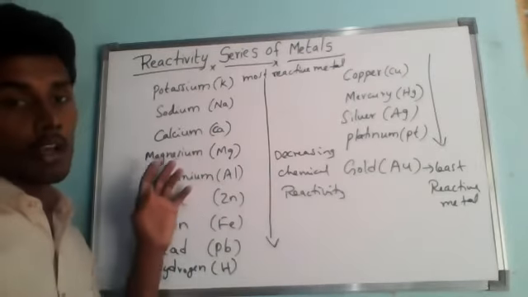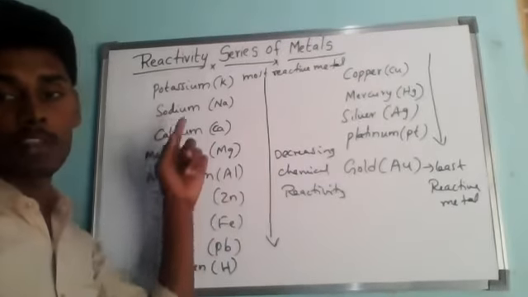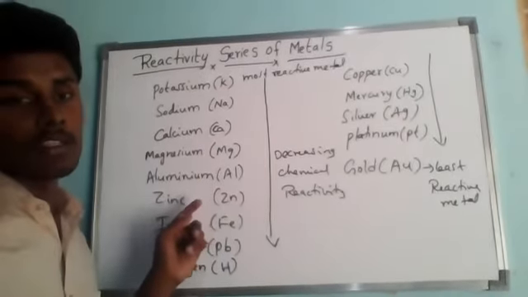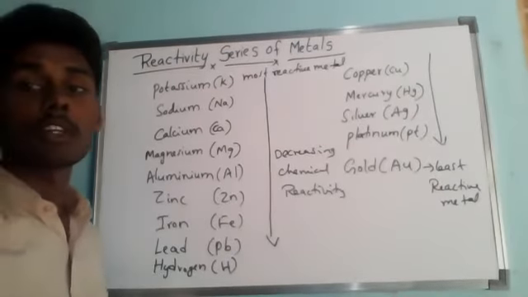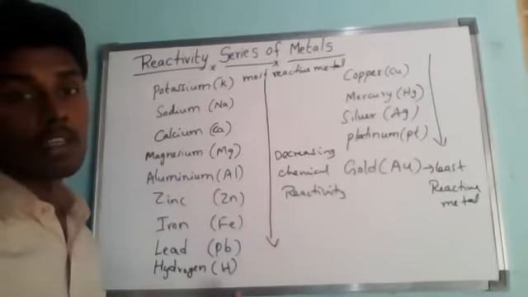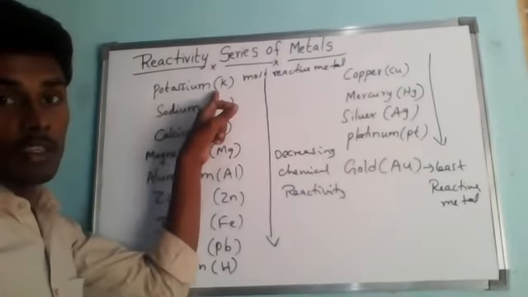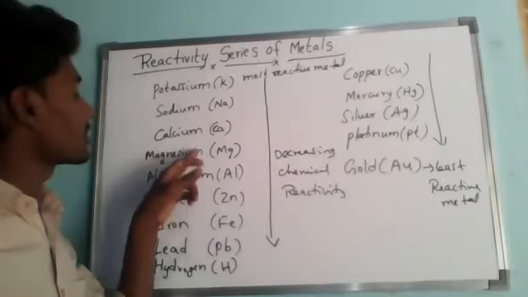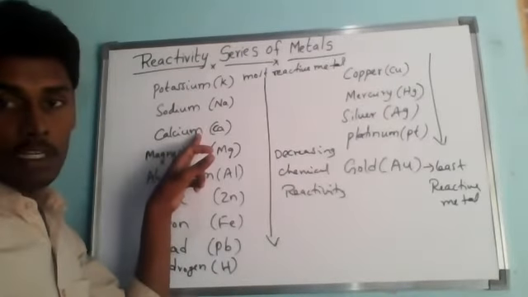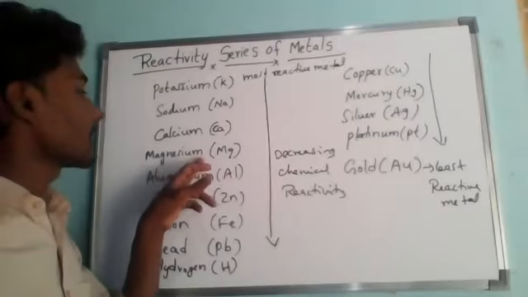So here, please note that potassium is the most reactive metal. So it has been placed at the top of the reactivity series. As we come down the reactivity series, the chemical reactivity of metals decreases gradually. Understanding? So sodium is less reactive than potassium. Like that, calcium is less reactive than sodium. Like that, magnesium is less reactive than calcium. Understand? So like here, aluminum is less reactive than magnesium.